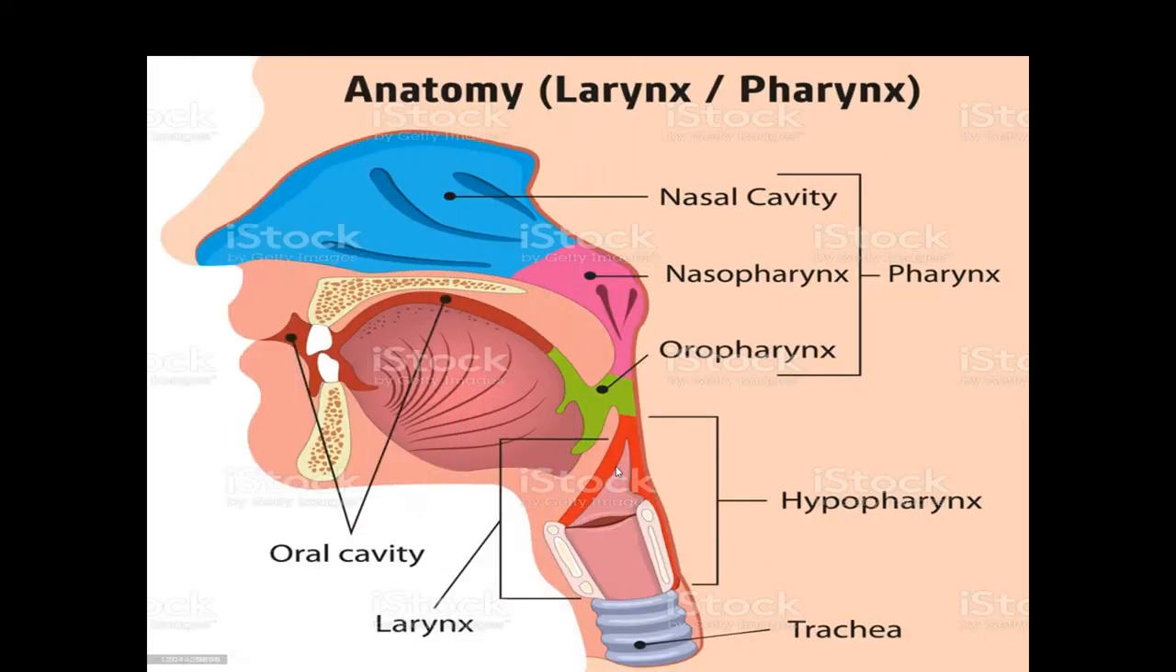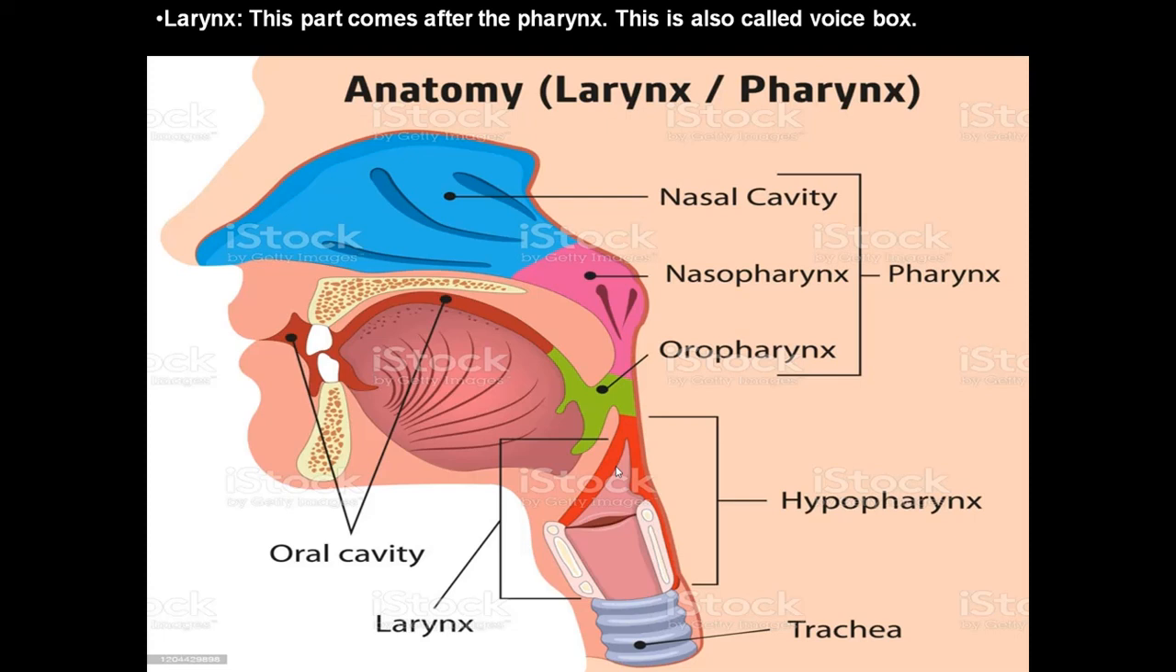Then after the pharynx, the next one is the larynx. This part comes just after the pharynx. The larynx helps to produce the voice, so it is also called the voice box. It is quite bulged, as you can see here. It is called the voice box because the larynx, present at the top of the trachea, helps to produce sound.